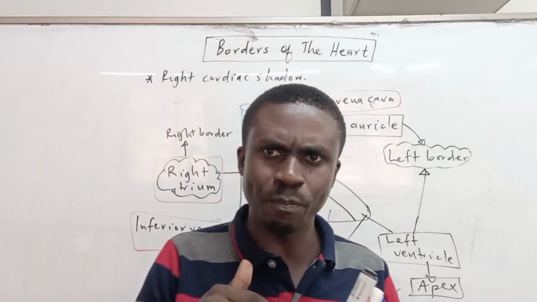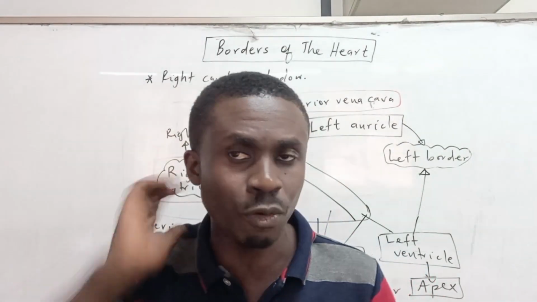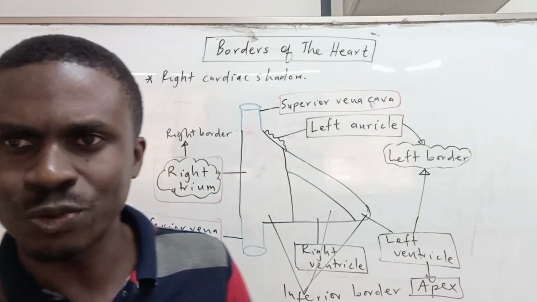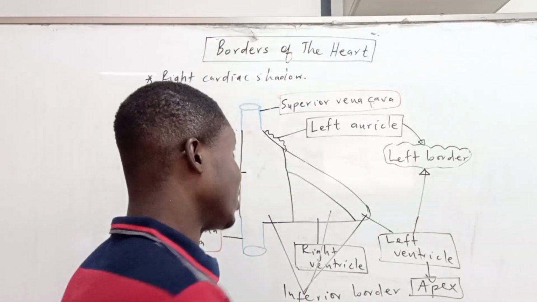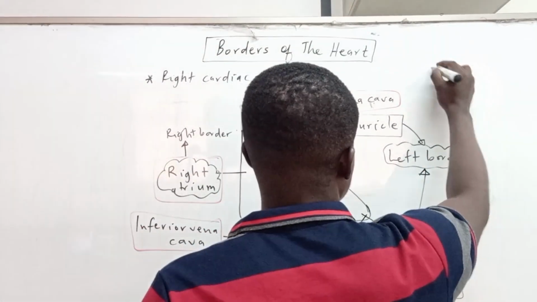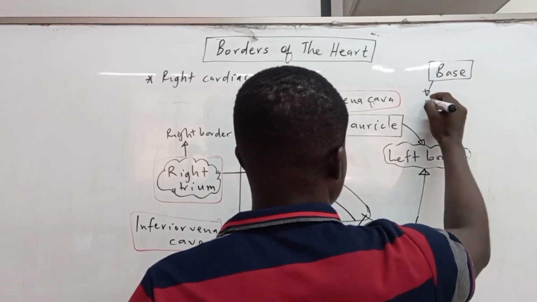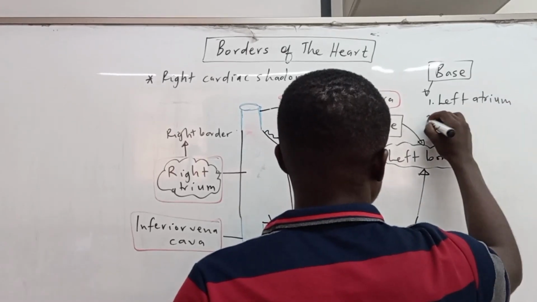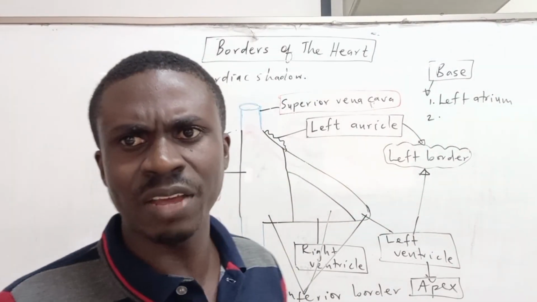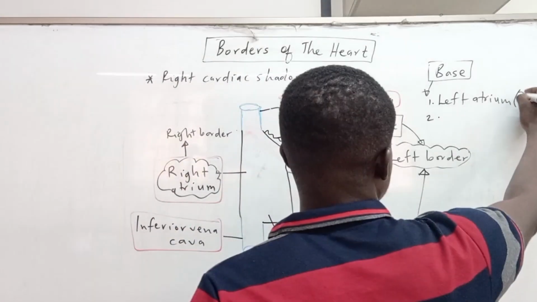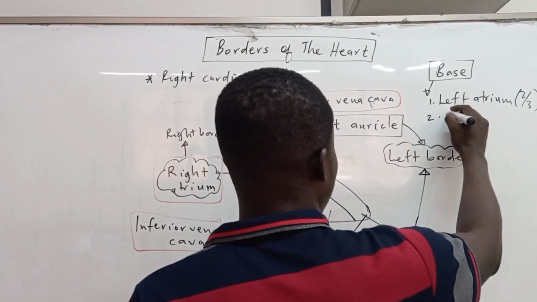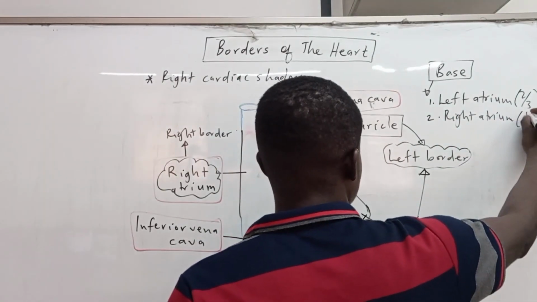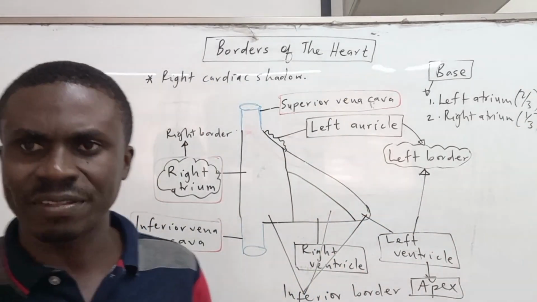If I've seen the apex, then there should be a base. Now the base is the posterior aspect, and it is formed by the atria. Mainly which one do you think? The base of the heart. Mainly you will tell me it is the left atrium, because I've consistently told you that the posterior-most portion is the left atrium, contributing about 2/3 of the base, and the remaining 1/3 is by the right atrium. Little contribution from the right atrium. I want you to know about these things.